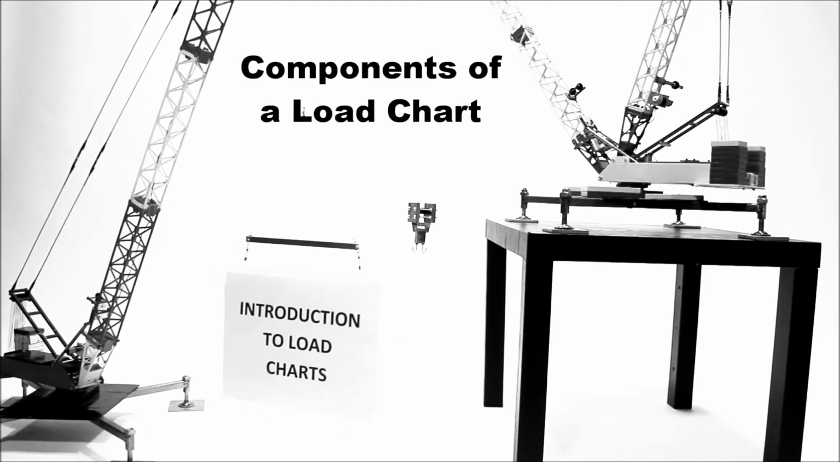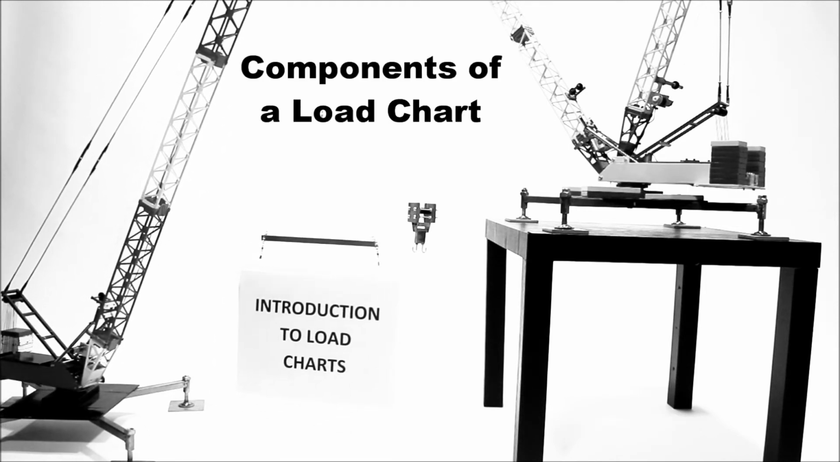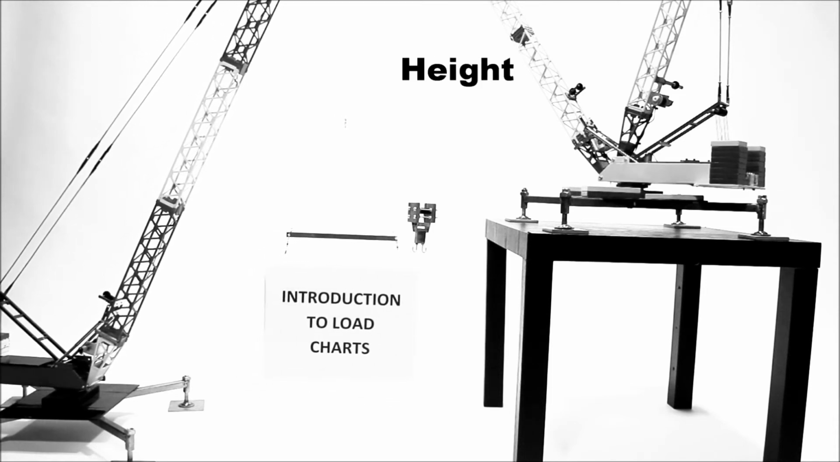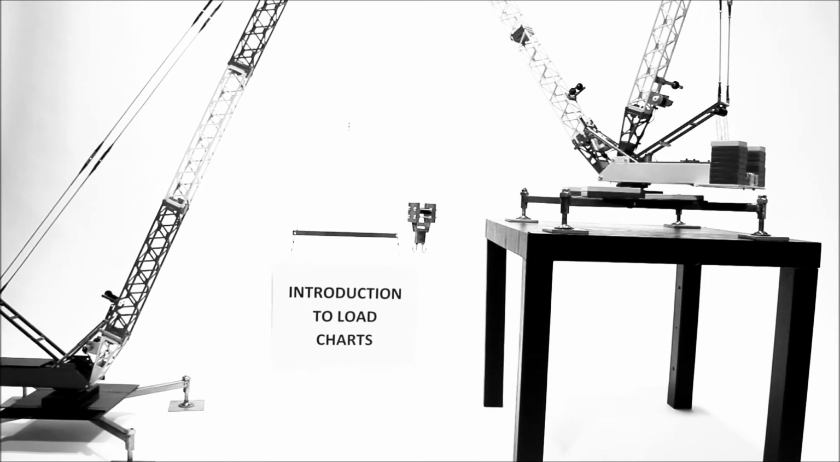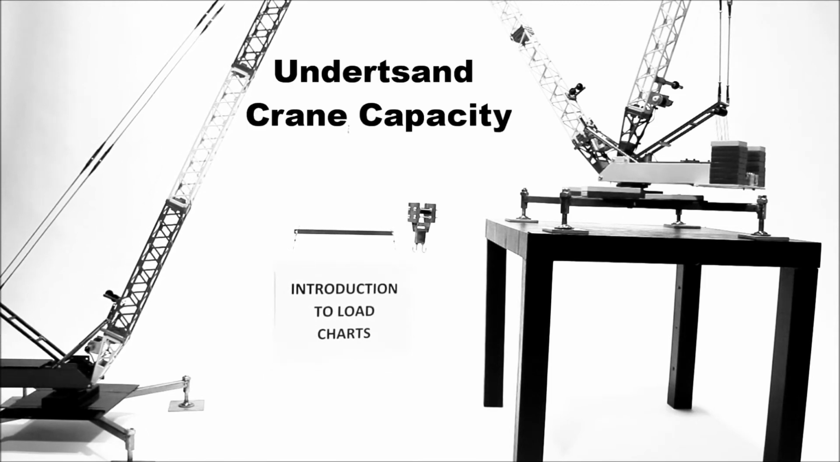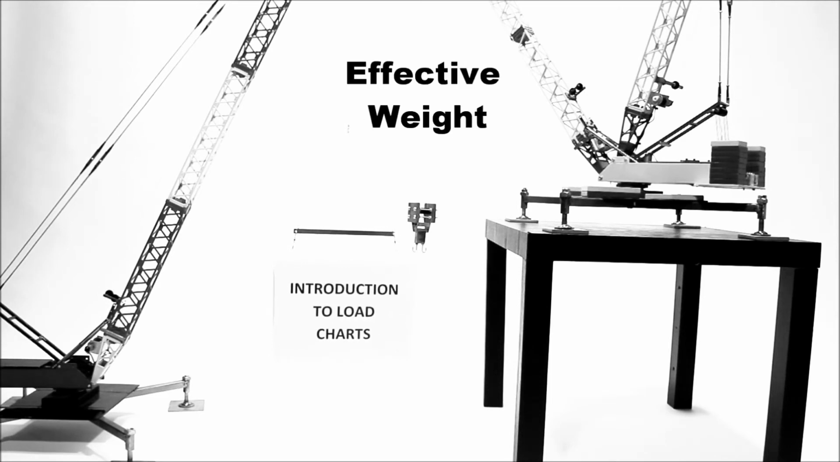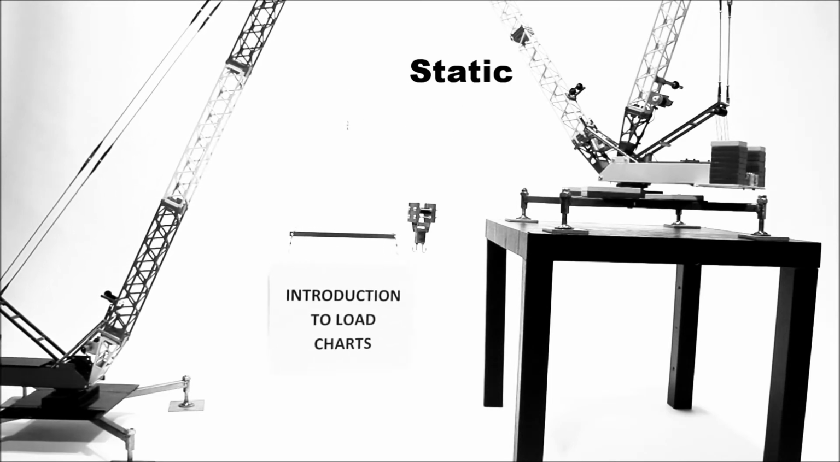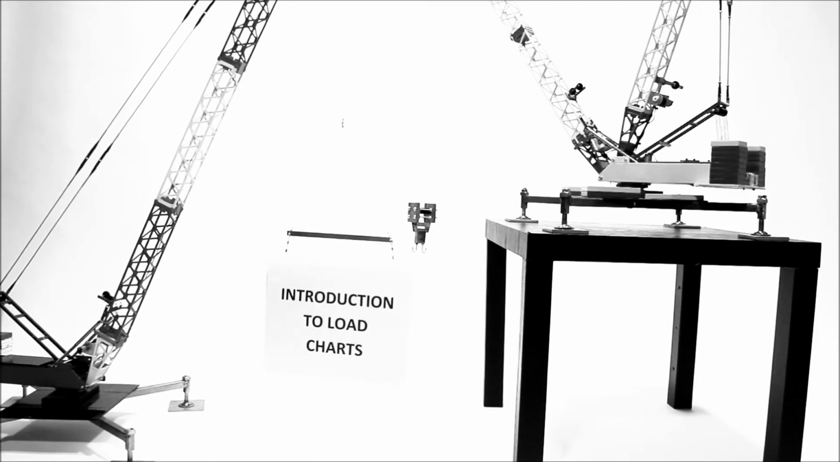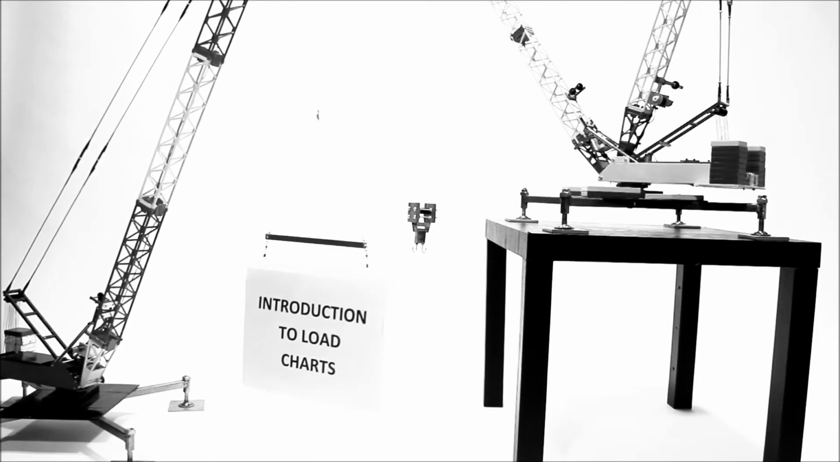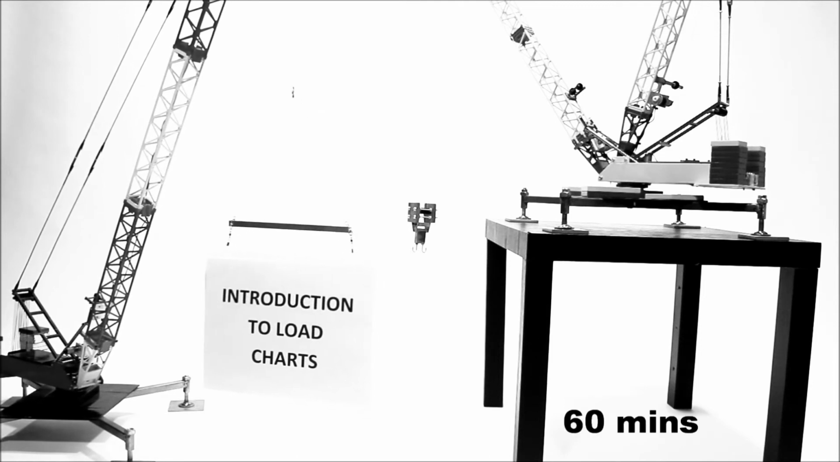Introduction to load charts. Understanding the basic components of the load chart. Know and understand why load charts are important. Understand boom length, height, radius, and how this affects the factors that influence the crane's capacity. Gross load, net load, gross capacity, effective weight, actual load, static and dynamic loading, and how to determine hoist rope weight, and how to determine parts of line needed for your pick. Estimated time for completion is 60 minutes.